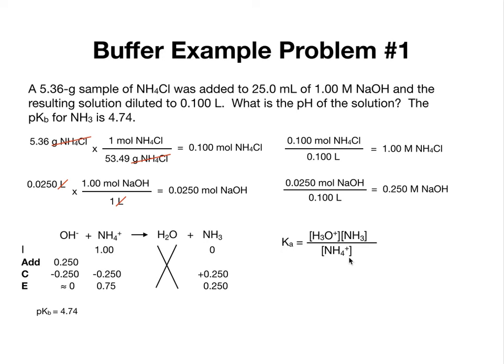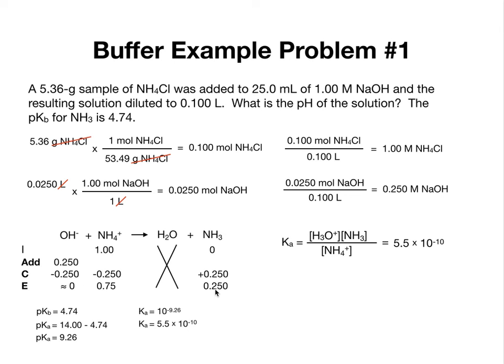If you try to look up the Ka of the ammonium ion, you're not going to find it in your book. We are given the pKb for ammonia, so we can calculate the pKa. The pKa for the ammonium ion is going to be 9.26. We want the Ka, so we take 10 to the negative 9.26. We get a Ka of 5.5 times 10 to the minus 10.